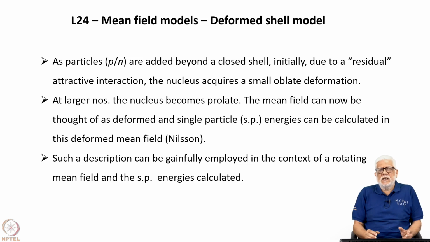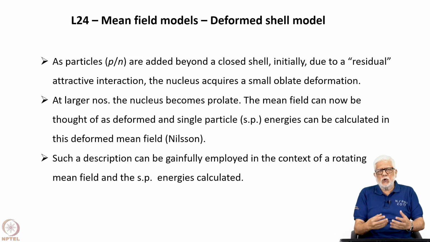So, the mean field takes care of the average behavior of a nucleon in a nucleus. But if I add particles, then this odd particle or particles, they interact with the nucleus, and they interact in a way which is not really taken care of by the average field. And so, there is a so-called, quote unquote, residual interaction, and this is of an attractive nature. So, the nucleons which follow this odd nucleon actually contribute to an overall small oblate deformation.